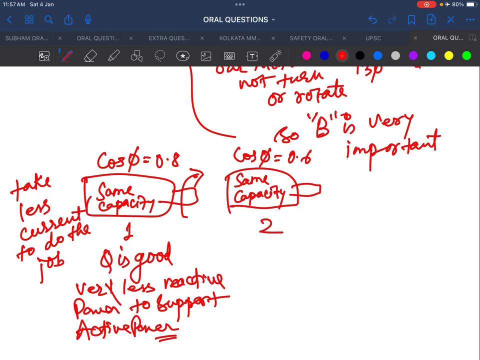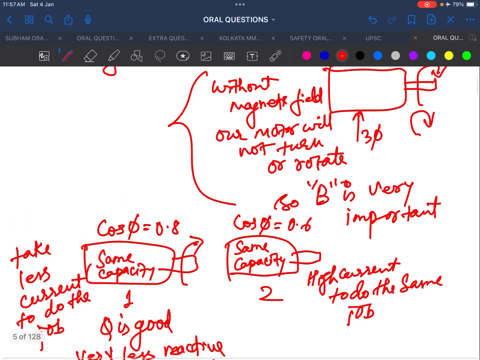So here, of these two motors, number 1 and number 2, the motor having the lower power factor will take high current to do the same job. These two motors have the same capacity but differ in power factor: this motor is taking high current to do the same job, and this motor is taking less current for the same job. So now you can understand it well.